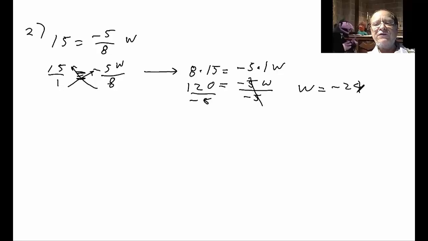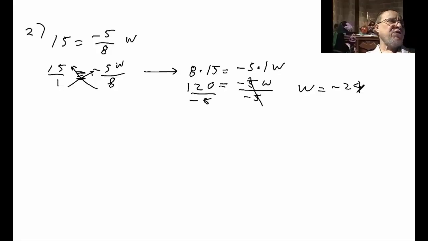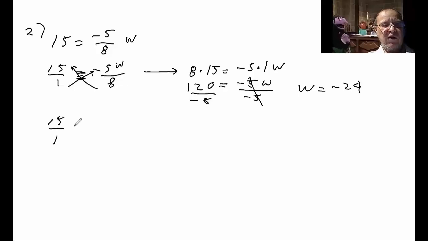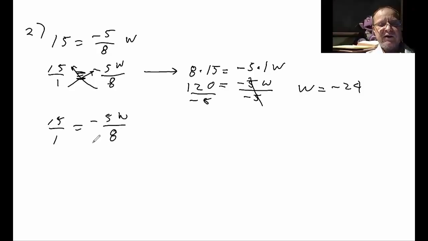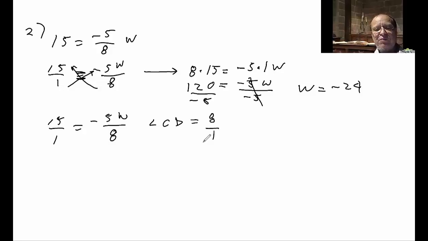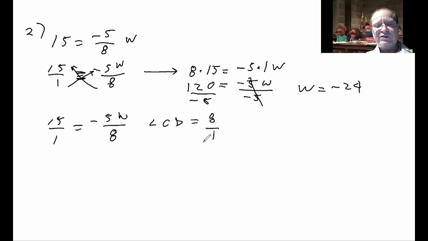Now, the other method that I showed you in the earlier problem was clearing the denominator. And to clear the denominator, we want to find the lowest common denominator in this. So we will rewrite it the same way we did here: 15 over 1 is equal to negative 5w over 8. And we can see that the lowest common denominator is equal to 8. And we'll put a 1 as a place marker so that we're very clear when we start clearing the denominator.